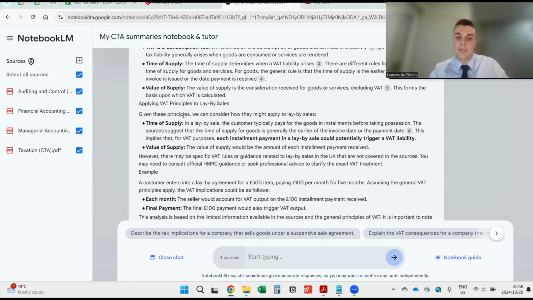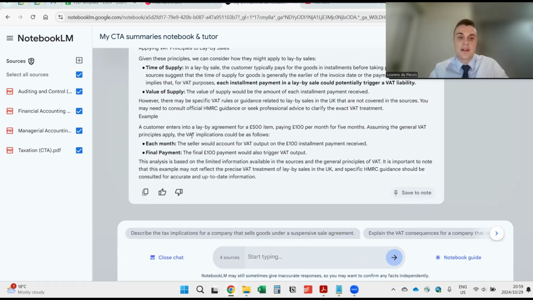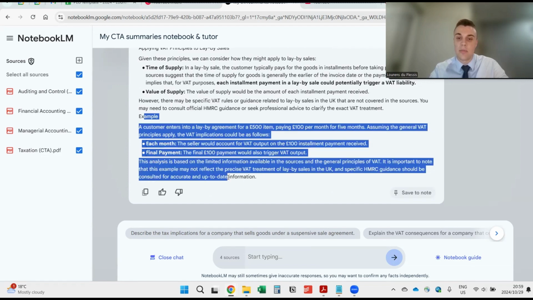So time of supply: in a lay-by sale, the customer typically pays for the goods in installments before taking possession. The source suggests that the time of supply for goods is generally the earlier of the invoice date or payment date. This implies that for VAT purposes, each installment payment in a lay-by sale could possibly trigger a VAT liability. So because we are taxed on the earlier of receipt or accrual, that would mean with each payment. And then it says a customer enters, and then there's a small example. So this would be our example we have here.